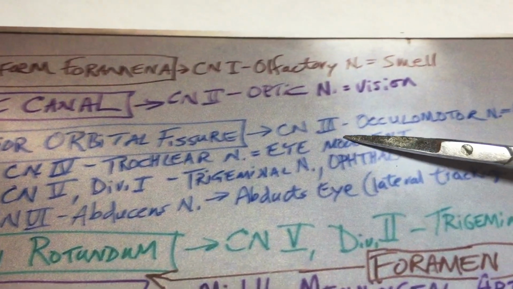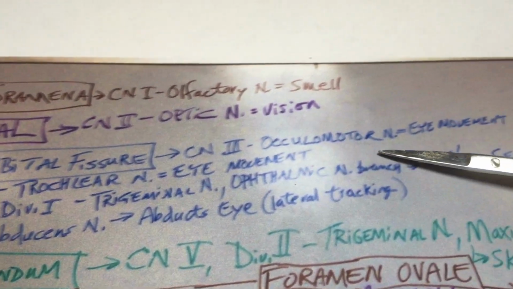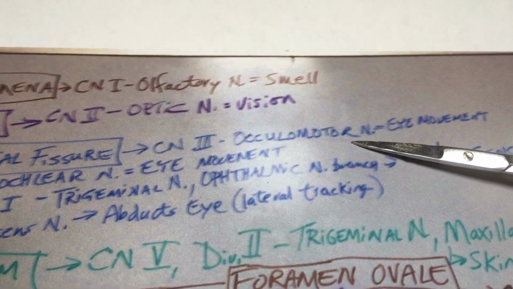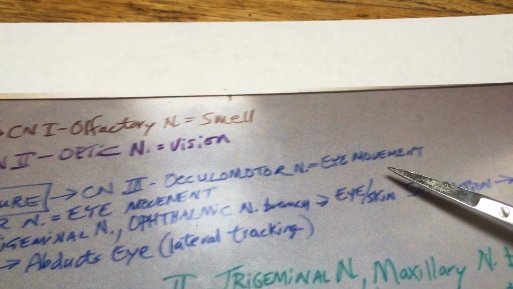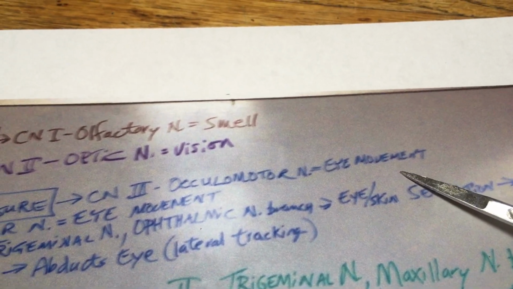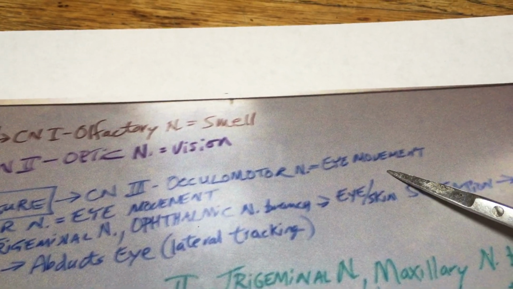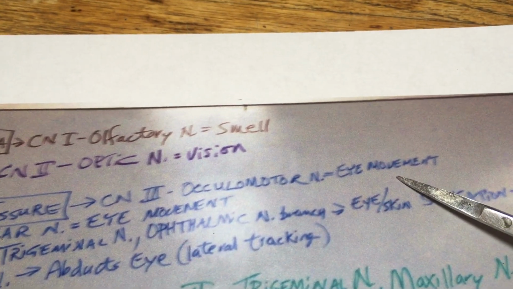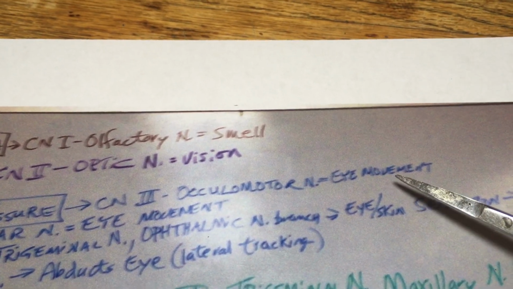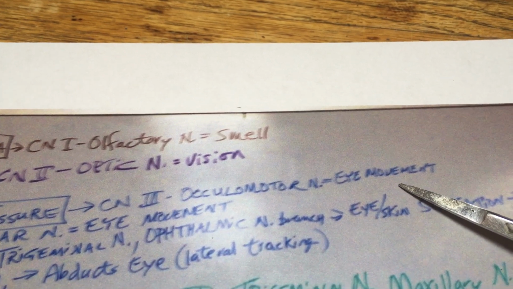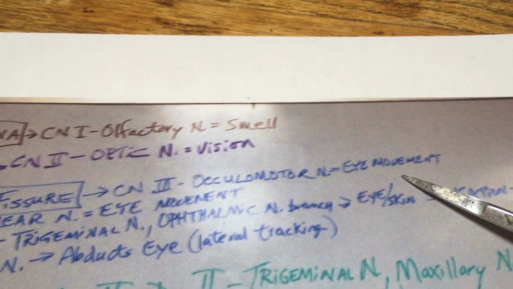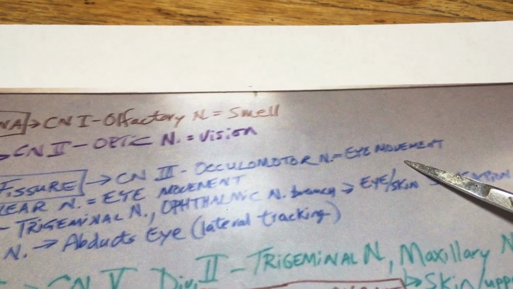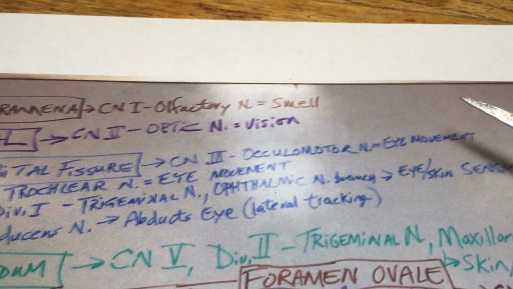In the superior orbital fissure, we have cranial nerve 3. It turns out that the oculomotor nerve here is operating some muscles, movement of the eye. It's also operating the size of the pupil. Okay, so we have an autonomic function there, and in this case it's going to be parasympathetic, so it's going to be constriction of the pupil.